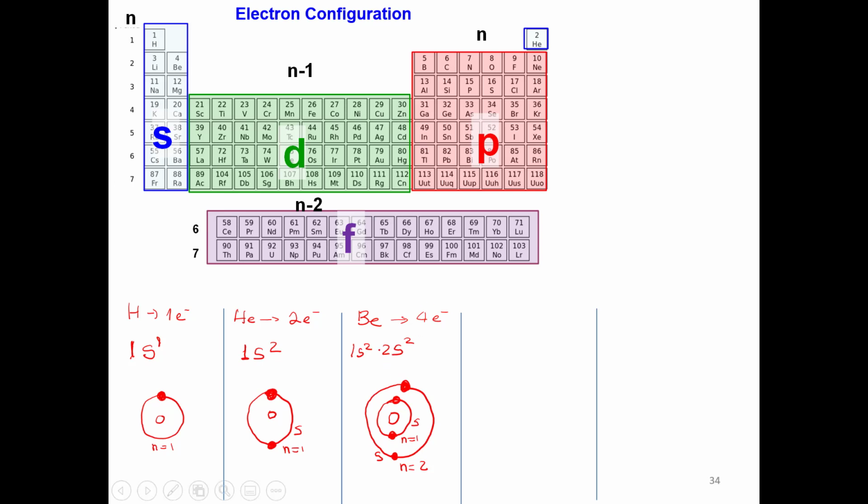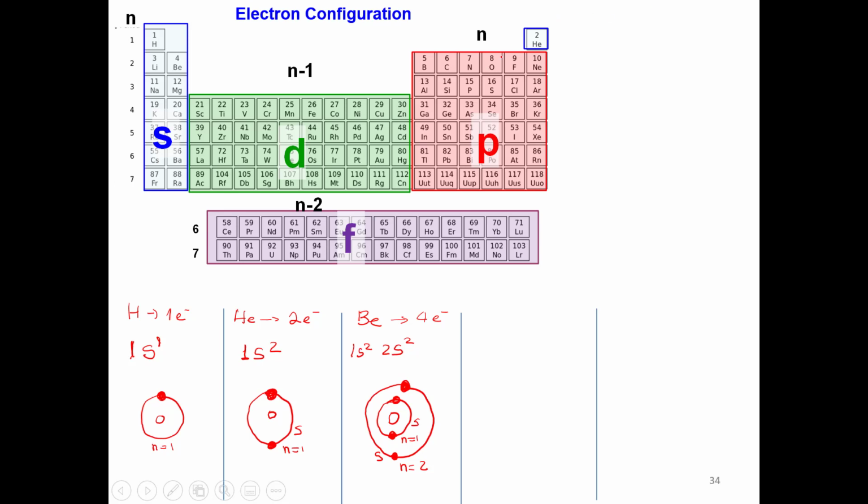Let's try to compare this with our diagram. We had 1 because it's n equal 1, s with 2 electrons. The second one, 2, is in the s shell, 2 electrons: 2s2. Then now let's try with oxygen.